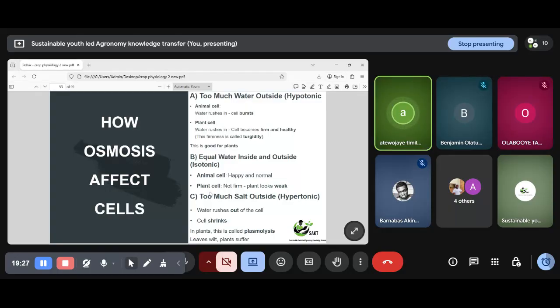So hypotonic is too much water outside. How osmosis affects cells: equal water inside and outside, the animal is happy and normal. Sorry, the plant cells are not firm, the plants look weak. So too much salt outside, hypertonic, draws water out of the cell, and this is called plasmolysis. So the cell wilts and the plants suffer. I think I explained this one too. So let's move on.